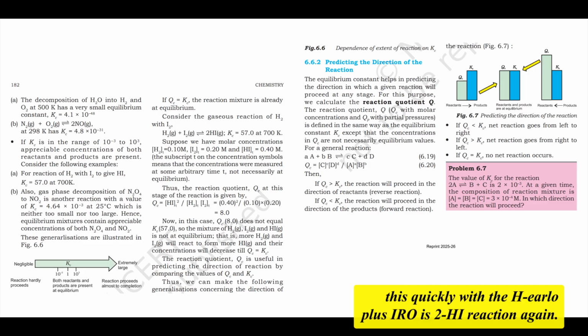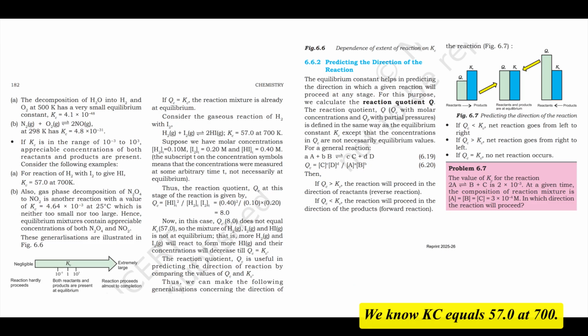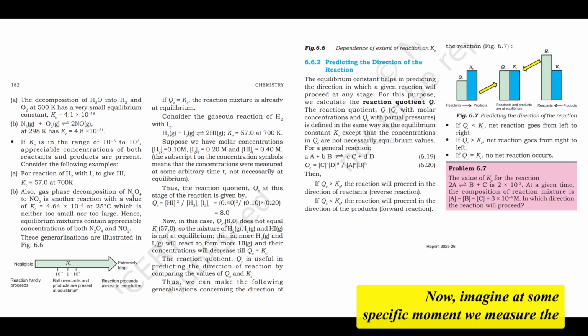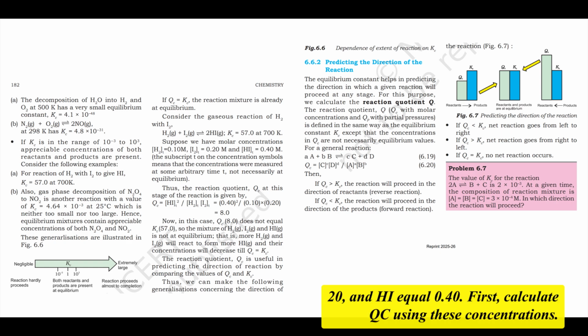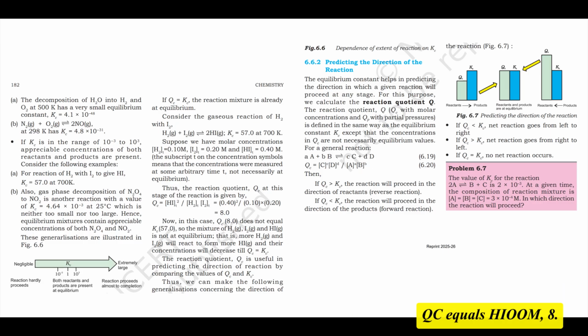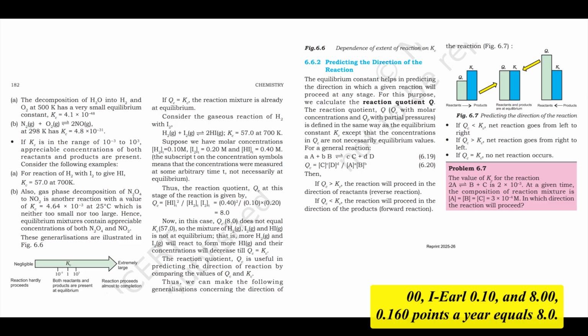Let's illustrate this quickly with the H2 plus I2 is 2HI reaction again. We know Kc equals 57.0 at 700 K. Now, imagine at some specific moment we measure the concentrations and find H2 is 0.10, I2 is 0.20, and HI equals 0.40 M. First, calculate Qc using these concentrations. Qc equals [HI]² over [H2][I2], which is 0.16 over 0.02, equals 8.0.